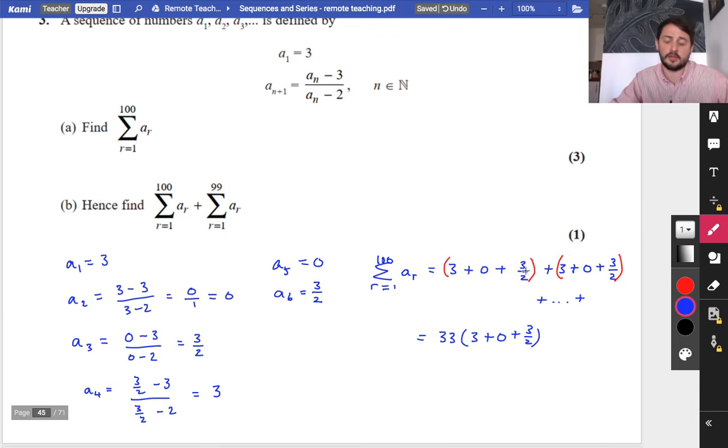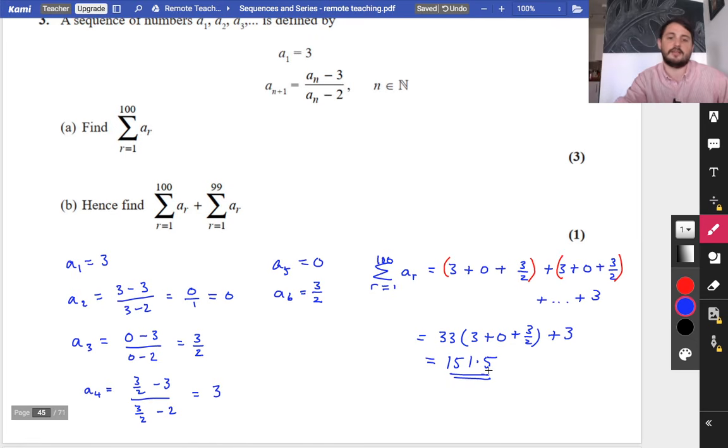And we need to know that there's going to be 33 of these complete sets of 3, 0, 3 over 2, 3, 0, 3 over 2, 3, 0, 3 over 2. And so there's going to be one extra number that comes at the end that's not going to be a complete set. Well, it goes 3, 0, 3 over 2. There's going to be 99 of those. And so the last one will be the start of this one, which is an extra 3 that we have here. So that's 3 plus 0 plus 3 over 2, multiplied by 33 plus 3, and we get 151.5 for that first bit.